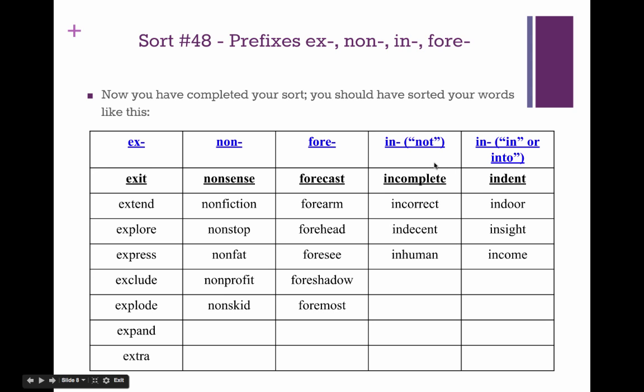Then with the in words that mean not, you have incomplete, incorrect, indecent, and inhumane. And so all of these you could also say is not complete, not correct, not decent, or not humane. All right, in, with the meaning of in or into, you have indent, endure, incite, and income.